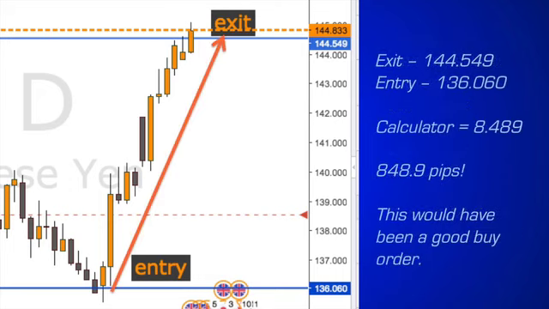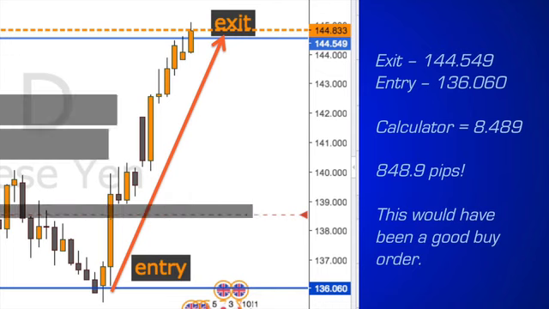All right. So hopefully you've done the math. If you did the math, you should have got something like this: 8.489 in your calculator. So now if you slide the decimal over 2 places, that's 848.9 pips. Woo-wee! And by the way, this would have been a very good buy order. You wouldn't have gotten something like this unless you were doing like a long-term order.